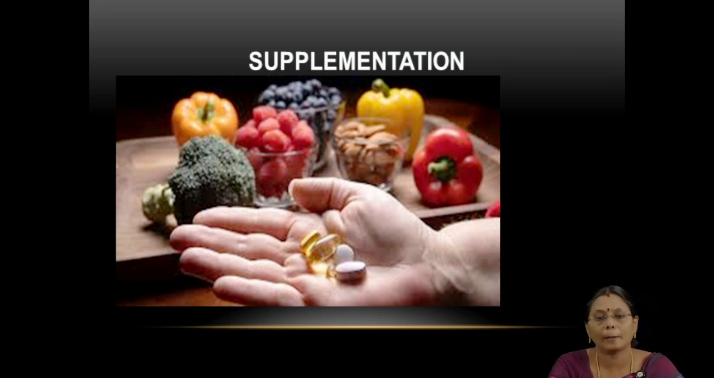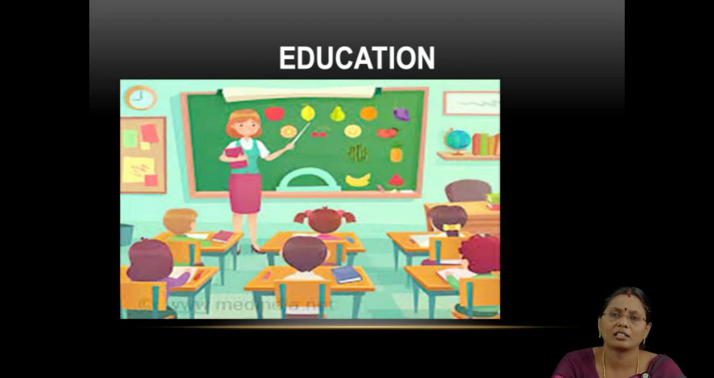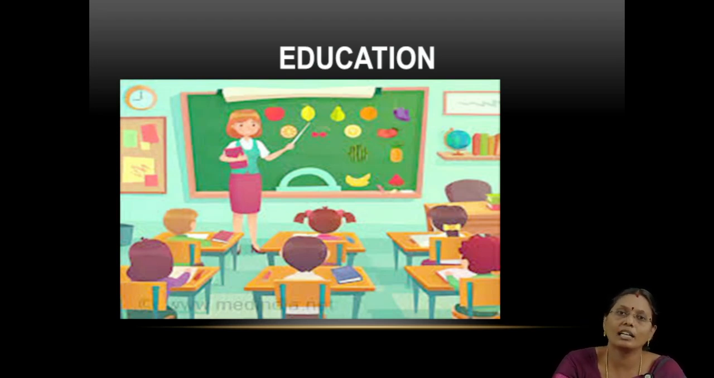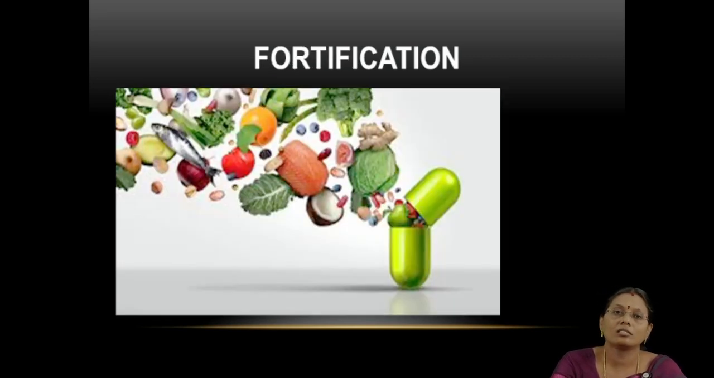Then education. That means providing correct information about the diet, iron rich foods, promoting the consumption of green leafy vegetables and promoting home gardening to increase the bioavailability of iron rich foods. This education is provided to children and adolescent girls to increase their knowledge about iron rich foods and the consequences of anemia. And then next one is fortification.